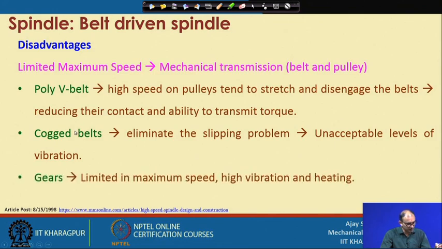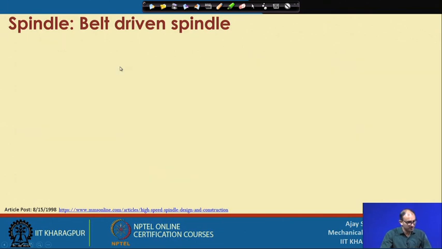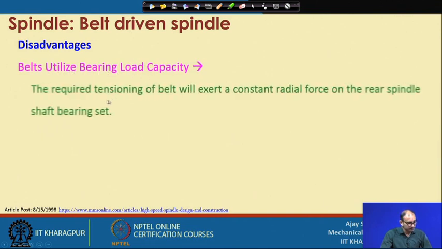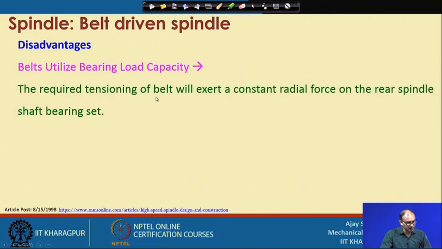Gears, obviously, will not give you the maximum speed, because there is vibration, heating, and many problems. So maximum speed is limited by these disadvantages. What are the further ones? The belt utilizes bearing load capacity, because the required tensioning of the belt will exert a constant radial force on the rear spindle shaft bearing set.